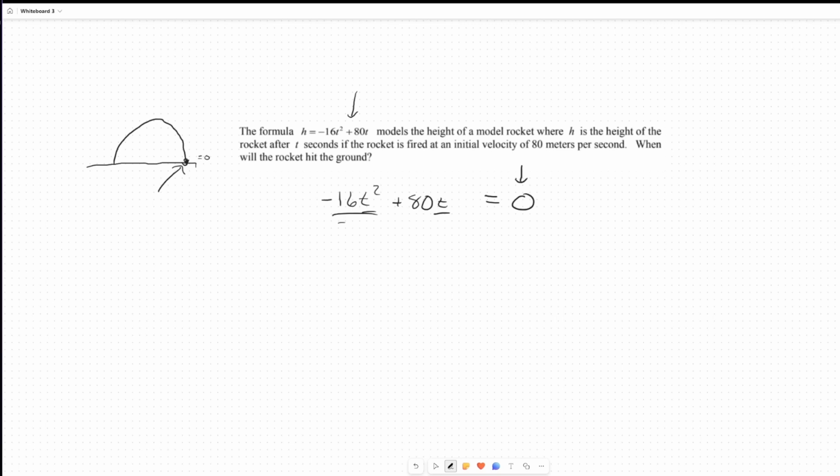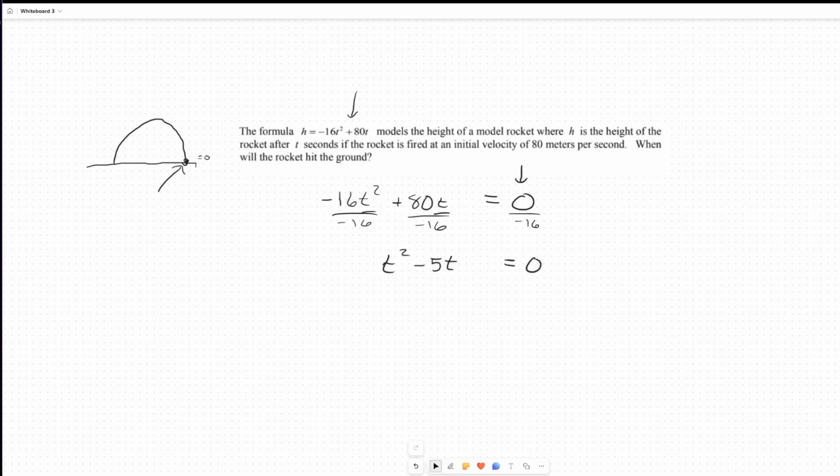So I divide everything by negative 16 to get t squared all by itself. That's a very important step, otherwise we'll get very confused. So we take t squared plus 80 divided by negative 16, which is going to give you negative 5t. And then I'm going to leave a little space here, and that's going to be equal to 0.